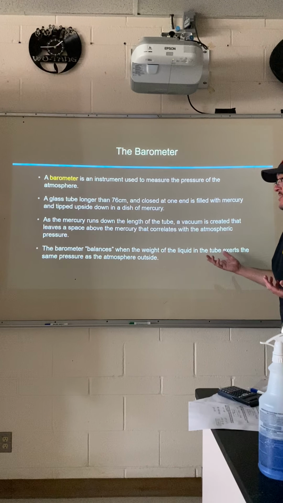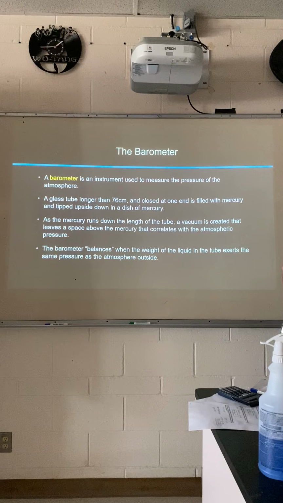What happens within this is we actually have a vacuum that's created, because the atmospheric pressure pushing on the mercury in the barometer pushes it up into the tube to where we actually see a difference in that.